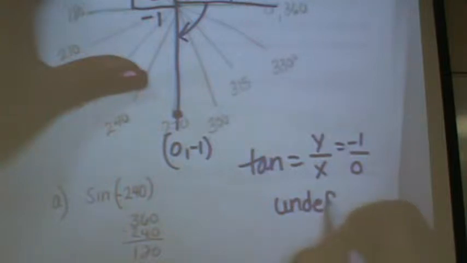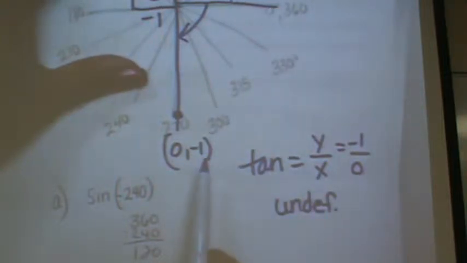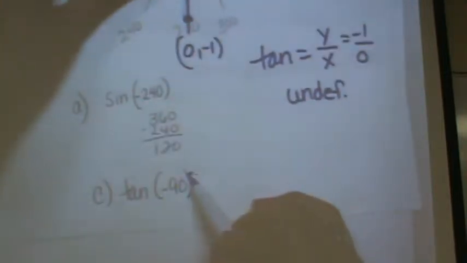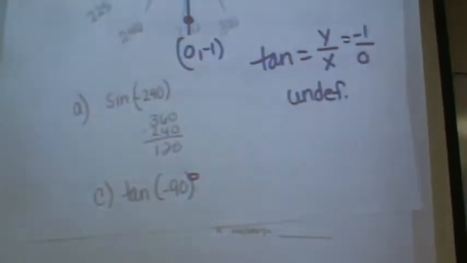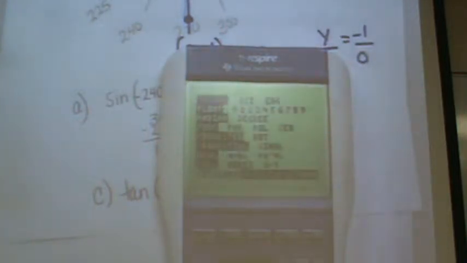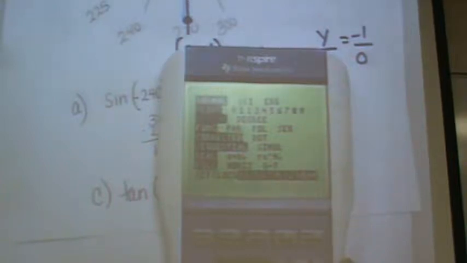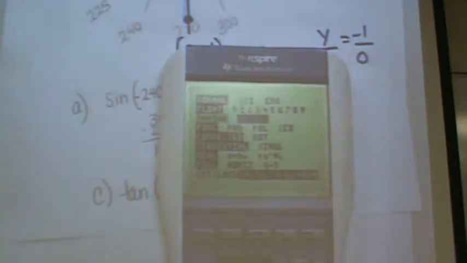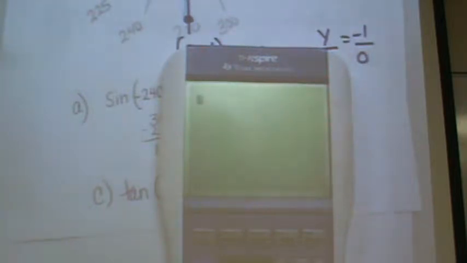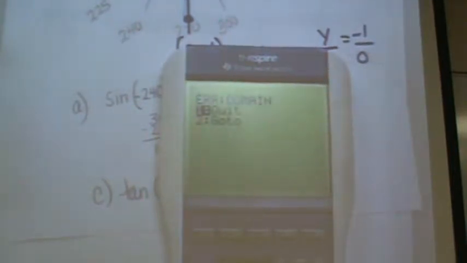Undefined. Now, if you want to do this one on a calculator, make sure your calculator is in degree mode. You were not allowed to use your calculator when you did these on your test the first time, but check out your mode. See, right now my calculator's in radian mode. So if I wanted to type this one in my calculator, I definitely have to change my calculator first. And now I can hit tangent of negative 90, and guess what? I'm going to get that error message because it's undefined.